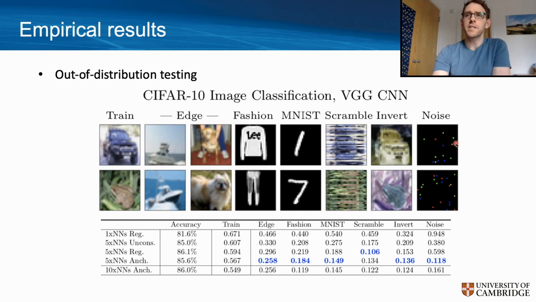And what you find is that even when you're showing this completely random noise, a single regularized neural network, 95% of the time, will assign this with high probability to one of the CIFAR classes like car or frog or whatever. And this reduces down to about 12% if you use the anchored loss function. This was done using a VGG, I think it was VGG 13 CNN.